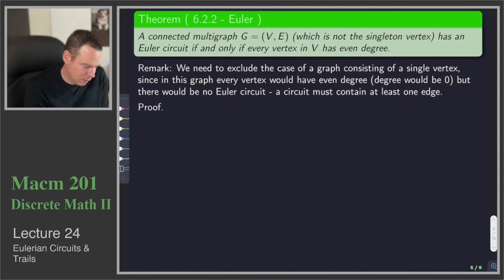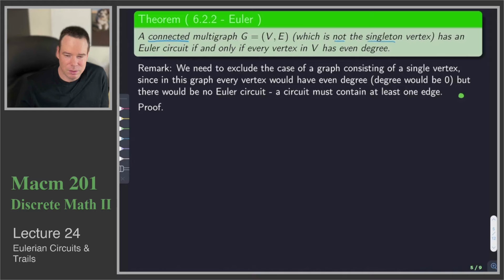So here's Euler's theorem. This is the characterization of a graph for when it has an Euler circuit. So we're going to start with a connected multigraph, and it's not the singleton vertex. So it's not just a single vertex with no edges. The reason we are excluding that case, so what does a singleton vertex look like as a graph? It would just be this. So I don't even know if you can see where I drew that, so I'll highlight it. This is that graph. It's a singleton vertex, no edges.